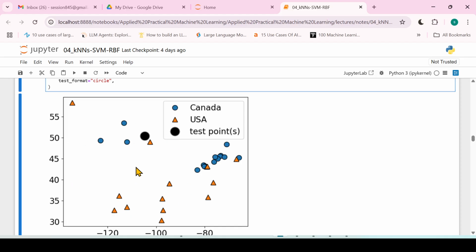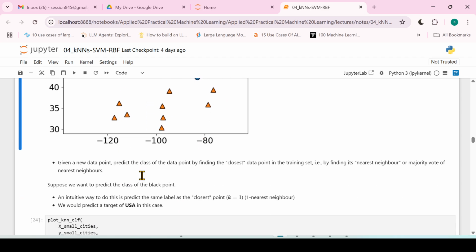Now here we have all the data, and this black dot is our test point, this blue dot is the USA, and the red triangle is the Canada. Sorry, yeah, so this blue circle is the Canada and the red triangle is the USA, right?